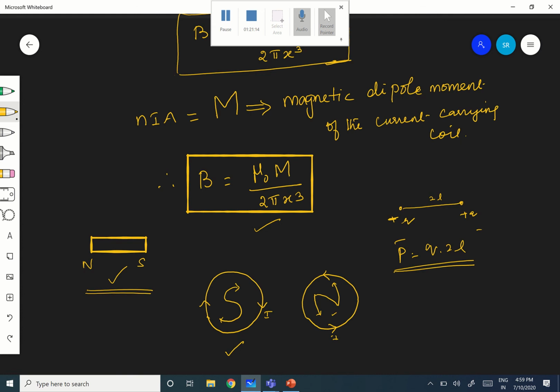Okay, NIA. Only one coil means IA. IA is equal to M. If N is the number of turns, then NIA is equal to M. Okay, right. Now I am going to plot the last one.